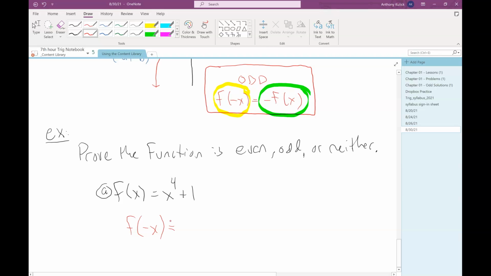So remember, when we write something like f of whatever, what that tells us is we're going to plug that whatever in place of all the x's in our function, right? If this was f of 2, we'd write 2 to the 4th plus 1. Everybody agree? Since we've written f of negative x, we're going to write negative x to the 4th plus 1.